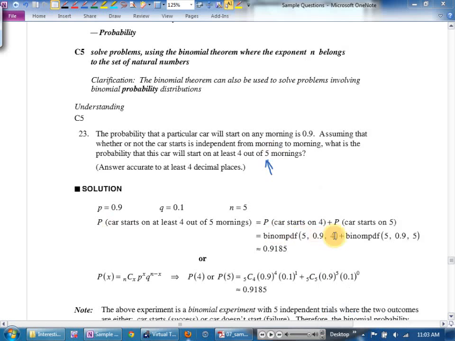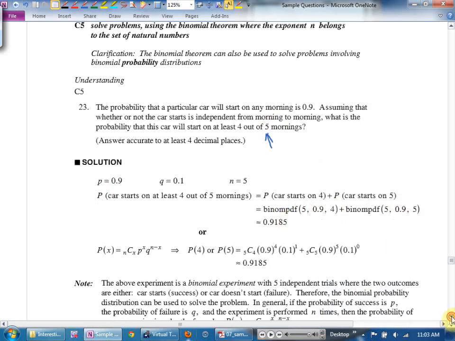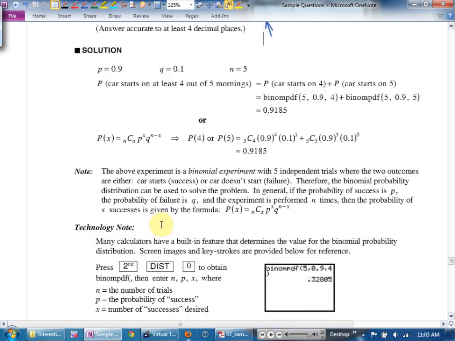Okay. So the above experiment is a binomial experiment with 5 independent trials where the 2 outcomes are either success or failure. A little technical, by the way. It says if you're going to use this on the written, make sure you show the keystrokes. Show what you typed in. And you know how to do it on your calculator, yes?